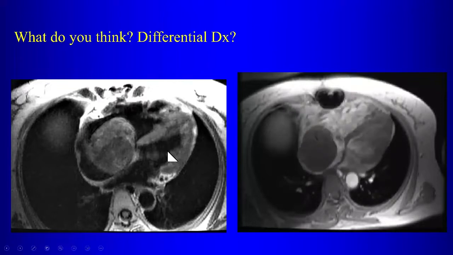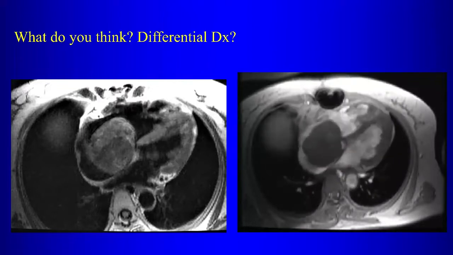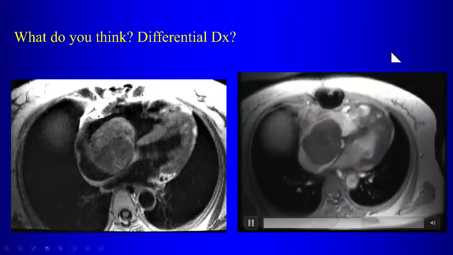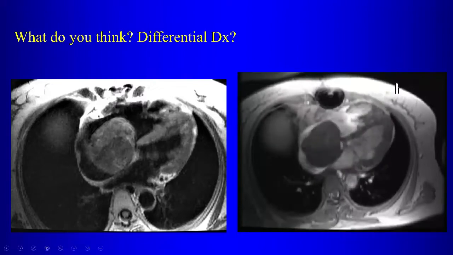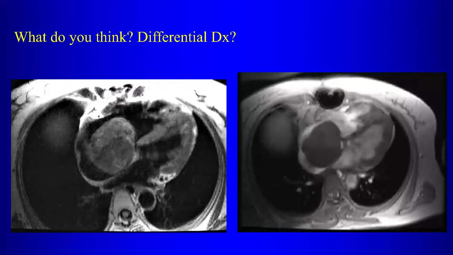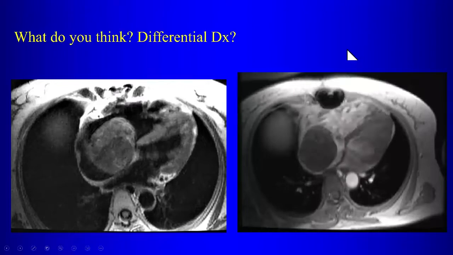What's our usual sequence for black blood imaging? Double inversion recovery, fast spin echo, right? And this sequence here is a bright blood image, right? Cine gradient echo here. So what is the abnormality? Yes, there's this big mass that's sitting here in the right atrium, okay? So what could this be?